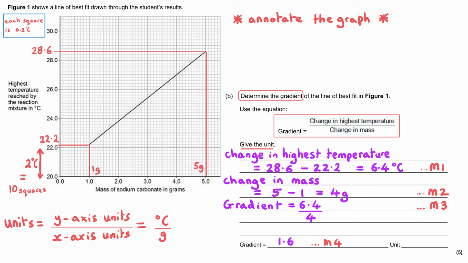But when you write units, you can't leave it like this. It needs to be a single line fraction. And so degrees C per gram needs to have the grams brought up to the same line as the degrees C, and this horizontal line needs to become a forward slash. And so the units for this gradient are degrees C per gram, and you'd write it like this, and this would get you your 5th mark out of 5.